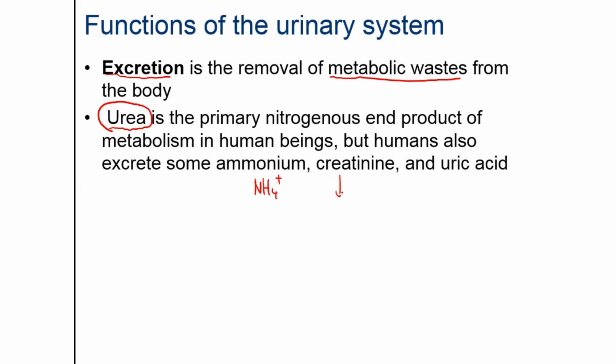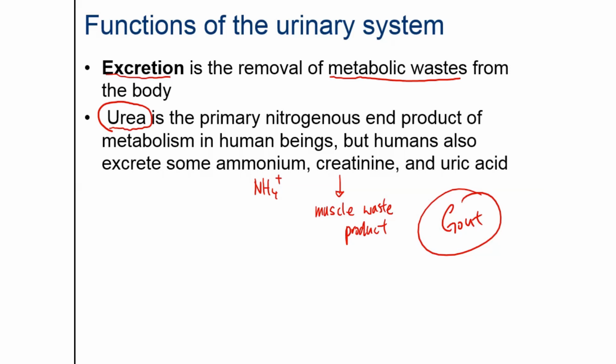Creatinine is a waste product that you get from muscle metabolism. And uric acid is something that you will get when you break down purines, for example. So you might have heard of the disease gout before. That's when you have a buildup of uric acid in your body and you cannot get rid of it.